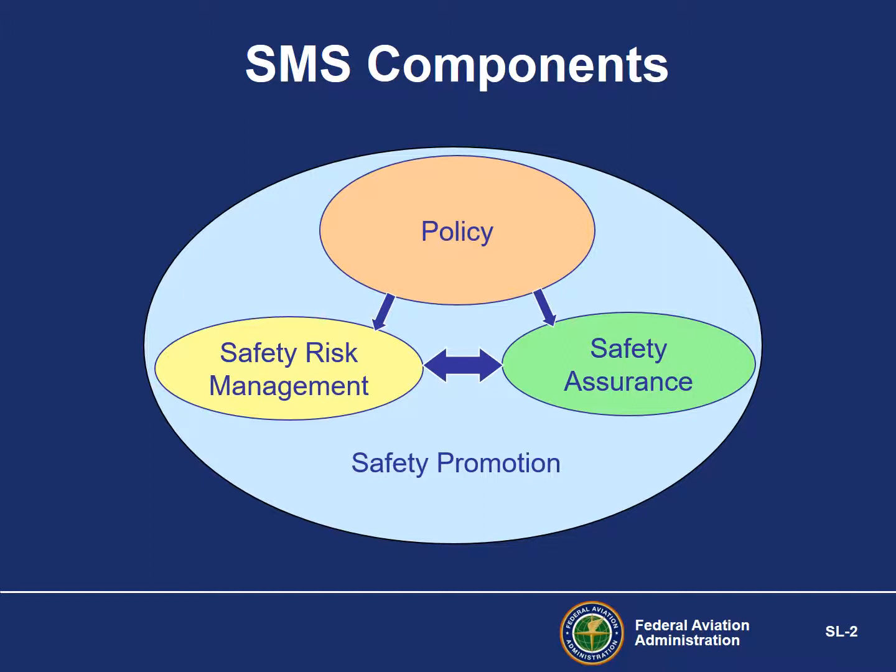Notice that policy sits atop both SRM and safety assurance. It sets the framework, the tone, processes, and procedures for the SMS. Policy is directed by management, but once established, the primary functional processes of an SMS are the SRM and safety assurance. Notice also that safety promotion is not limited by a box. Like a safety culture, it permeates all SMS components and the organization.